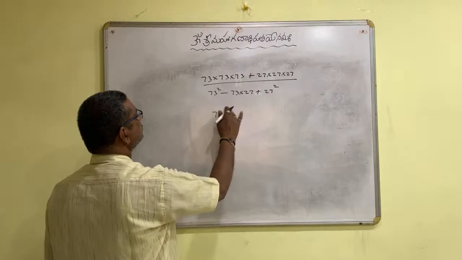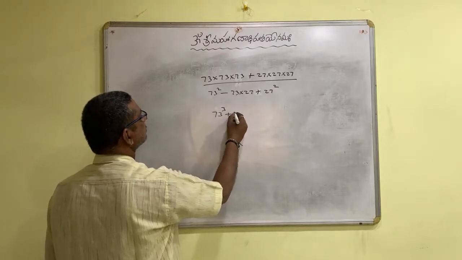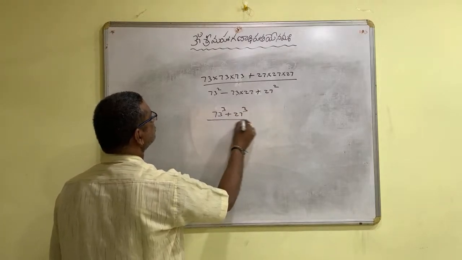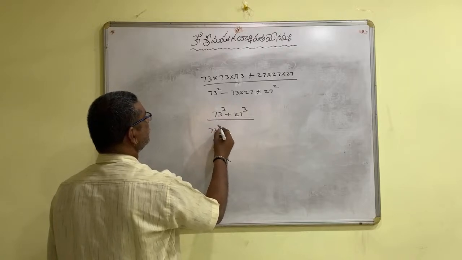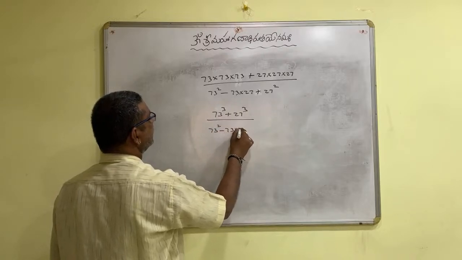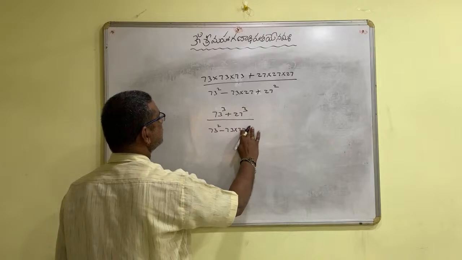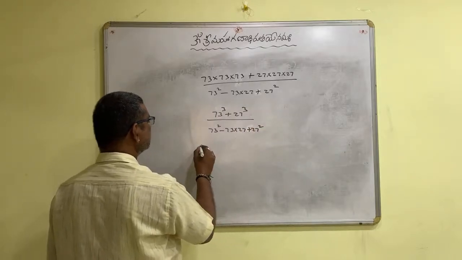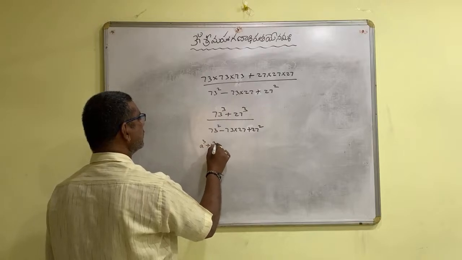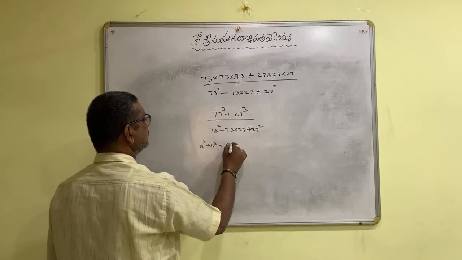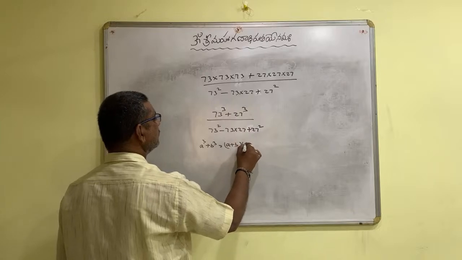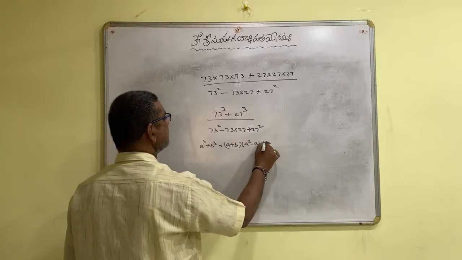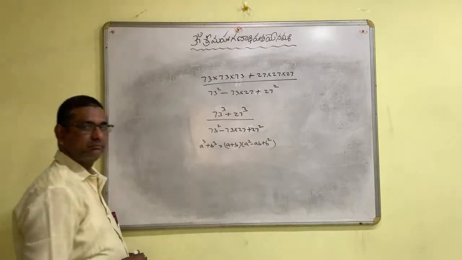73 cube plus 27 cube, over 73 square minus 73 into 27 plus 27 square. The numerator is in the form of A cube plus B cube, which is A plus B into A square minus AB plus B square.